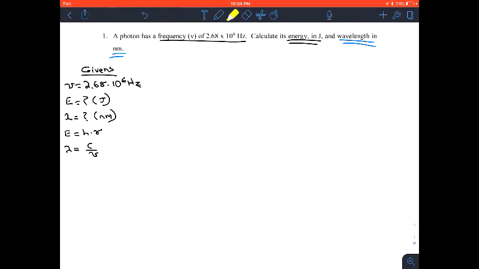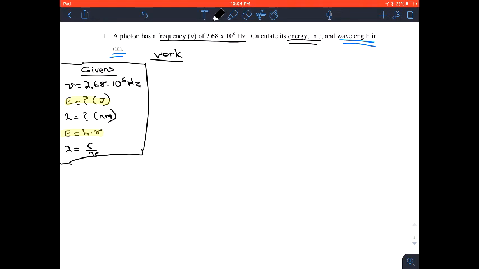Now, the key with these problems is not to try to solve everything at once. Only solve one variable at a time. Don't try to solve the whole equation at once. It's just going to confuse you. So, in this case, we're going to start with calculating the energy by using E equals h nu. Then we'll swing back and calculate the wavelength using lambda equals c over nu. I'm going to put a little box around our givens here so we can separate everything out and have plenty of room to work. Okay, so time to do our work.